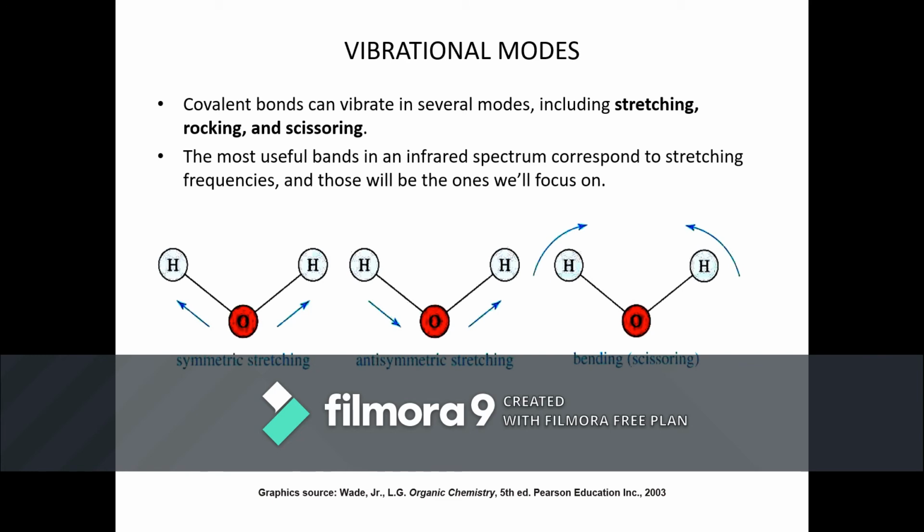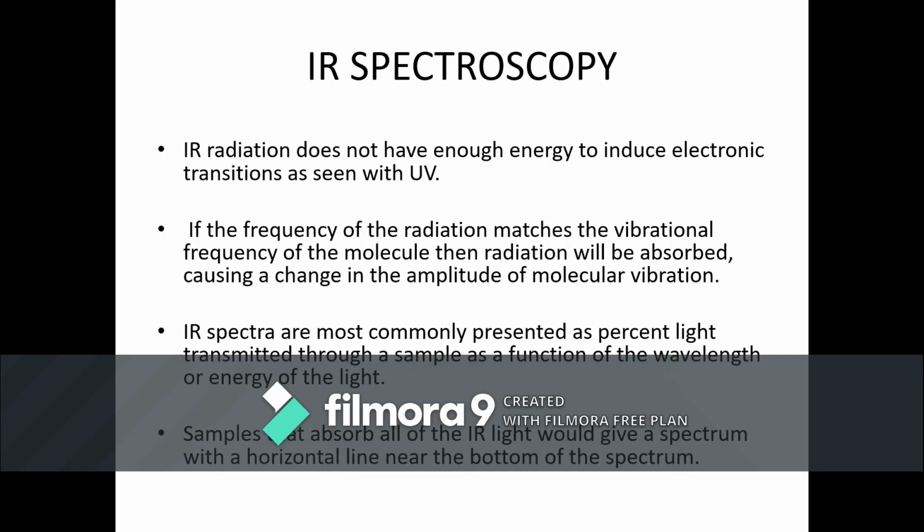The vibration modes. Covalent bonds can vibrate in several modes, including stretching, rocking, and scissoring. The most useful bands in an infrared spectrum correspond to stretching frequencies, and those will be the ones we'll focus on. IR radiation does not have enough energy to induce electronic transition, as seen with UV. If the frequency of the radiation matches the vibrational frequency of the molecule, then radiation will be absorbed, causing a change in the amplitude of molecular vibration.